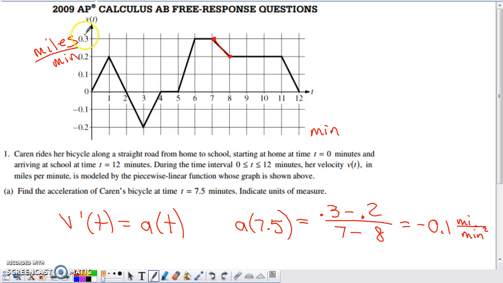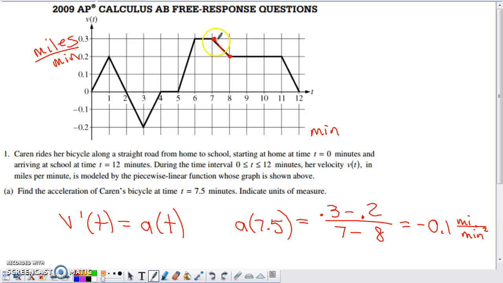So if you think about the relationship between velocity and acceleration, we would take the derivative of velocity to develop an acceleration function. So what we have to do in part A is use a function to determine values of that function's derivative, and hopefully that triggers for you slope of the tangent line. If you look at the value of 7.5 on the t-axis, you need to know what the slope of the tangent line to this velocity graph is at t equals 7.5. And if you look at the portion of the graph that goes from the t-value of 7 to the t-value of 8, that is a line.